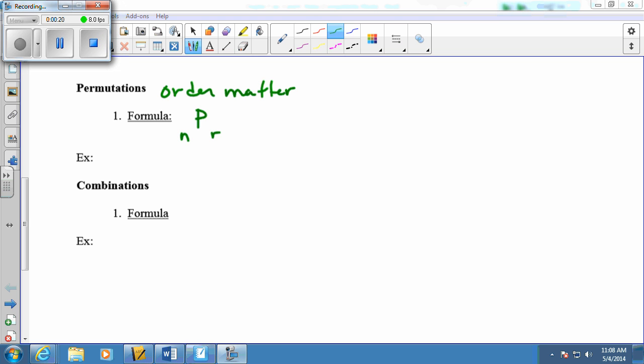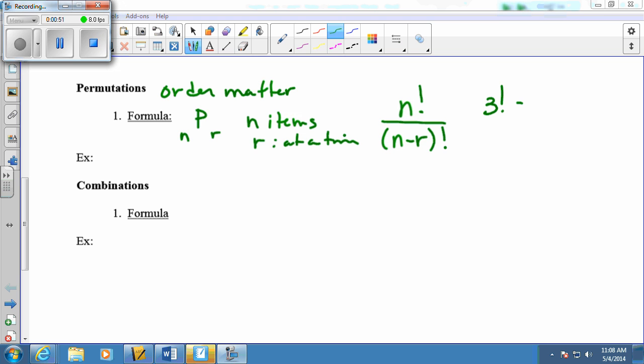R. N is the number of events that we have taken R at a time. So I have N items taken R at a time. So that's just symbolically how we write it. Here's the formula for how we would write it. It's N with an exclamation mark over N minus R with an exclamation mark. And those exclamation marks are called factorial. So 3 factorial is 3 times 2 times 1.